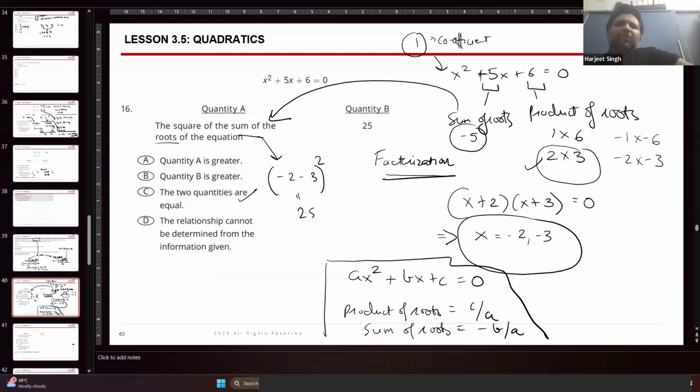And hence I said whenever you get a in front of x squared, just divide by a. So hence you get it in the format of x squared plus. So when I rearrange this, I get x squared plus b by a x plus c by a equal to 0. So this is product and sum will be minus of this in terms of roots. In terms of factors, plus.